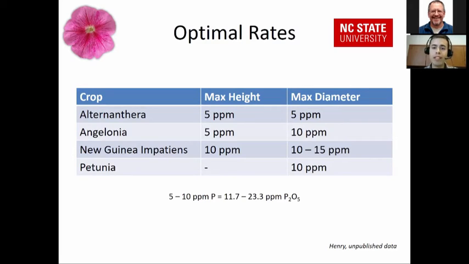Alternanthera reaches maximum height at 5 parts per million, and the same for max diameter. Angelonia reached a maximum height at 5 parts per million as well, but a maximum diameter at around 10 parts per million. And New Guinea impatiens reach a maximum height at 10 parts per million and a maximum diameter at 10 to 15 parts per million. And Petunia, we didn't measure height because it's a more trailing plant, so maximum diameter was reached around 10 parts per million. And again, I just wanted to reiterate, 5 to 10 parts per million elemental phosphorus is equal to about 12 to 23 parts per million phosphate. So if phosphate is what you're used to, that's kind of the general range that you're going to want to stay in.